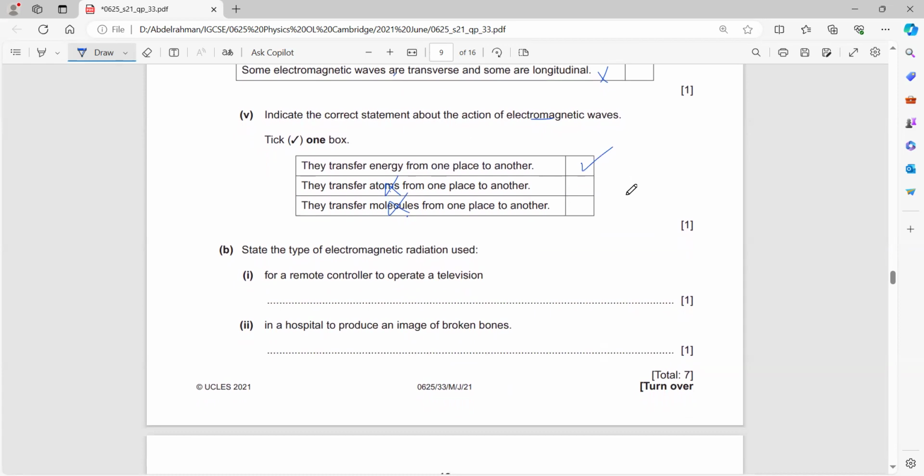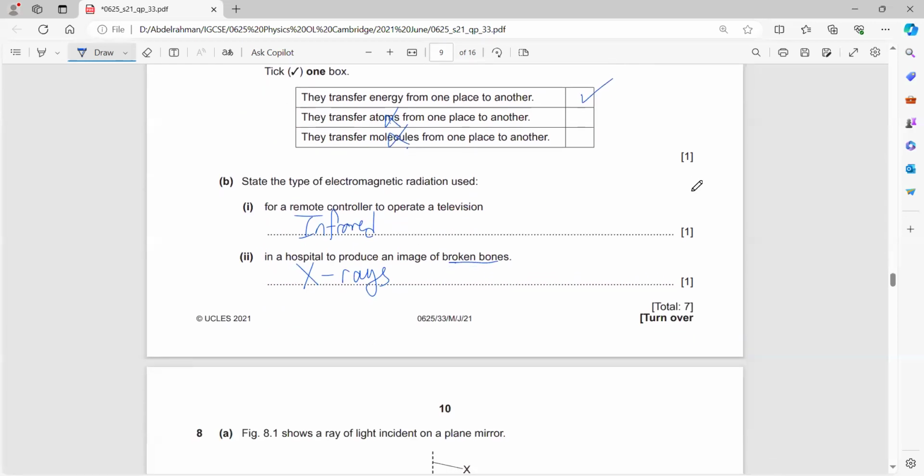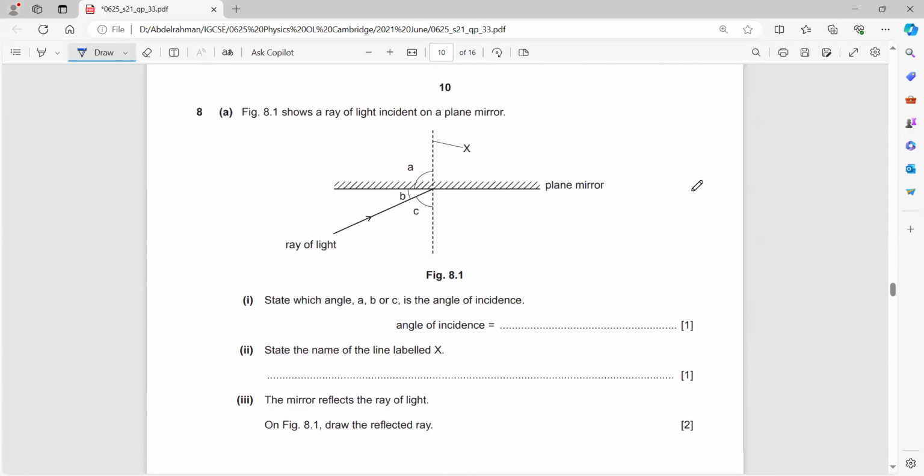The electromagnetic wave used in the remote controller is infrared. Yes, bravo. In the hospital, broken bones, we know that broken bones are seen with X-rays. Right, bravo.